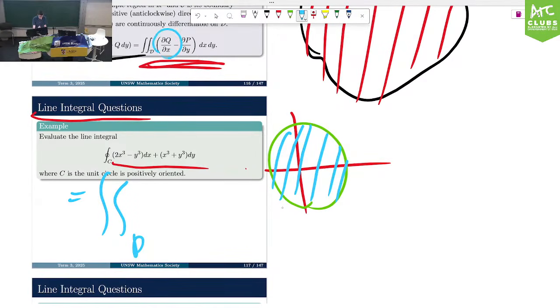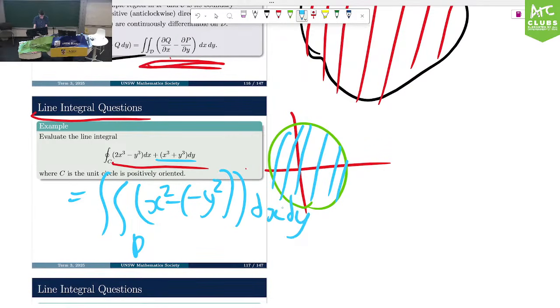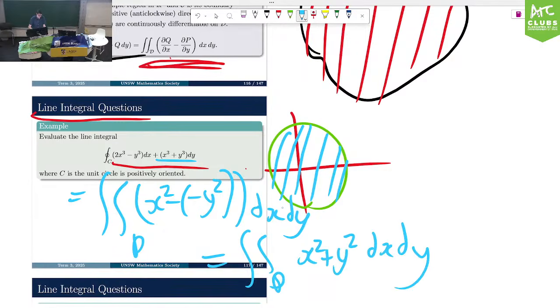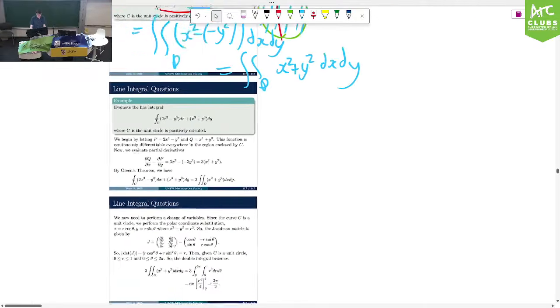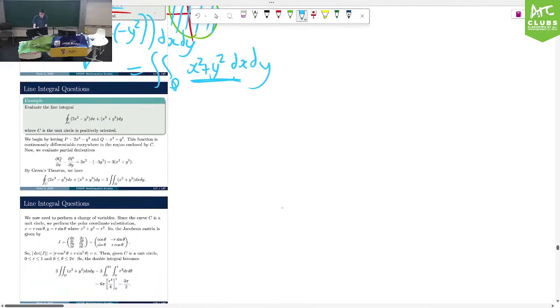So we want to find what partial q with respect to x is. We can find that that is going to be the partial of this with respect to x, so x squared. And then minus the partial of p with respect to y. P is here, so that'll be minus negative y squared. And then it'll be dx dy. Okay, so this turns out to be very nice. It's just the integral over the domain of x squared plus y squared dx dy over the unit ball, which we can use polar coordinates to find quite nicely, because this would just be r squared, and it'll turn into r cubed times dr d theta.